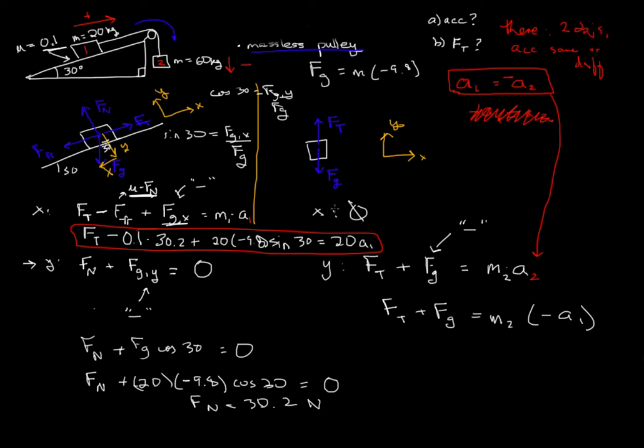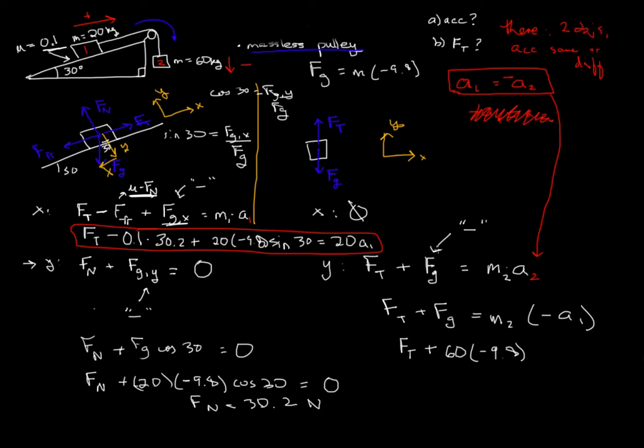But for the second object, there's nothing in the x, so that's nice. So let's go to the y. In the y, we already said that tension plus force due to gravity equals m2 times negative a1. Again, tension, we don't know. Force due to gravity, well, what's the force due to gravity on box 2? It's the mass of box 2, which is 60, and again, the acceleration due to gravity is negative 9.8. Again, this is giving me a negative value, which is what I originally wanted.